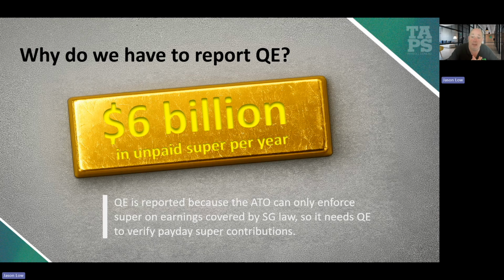So it's going to be really, really important that we get that QE figure right, because that is what the ATO will be checking that you have paid, and that is what they'll be using to work out your fines and penalties for not paying the appropriate amount of super. So very, very important that we split these things out correctly and report both of them correctly.